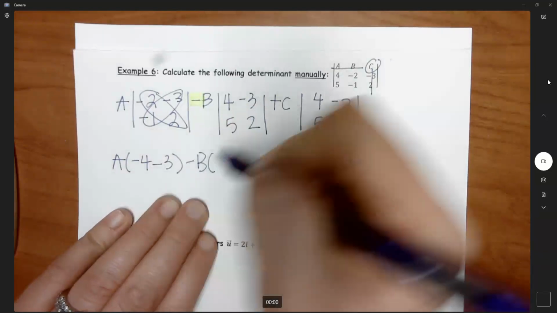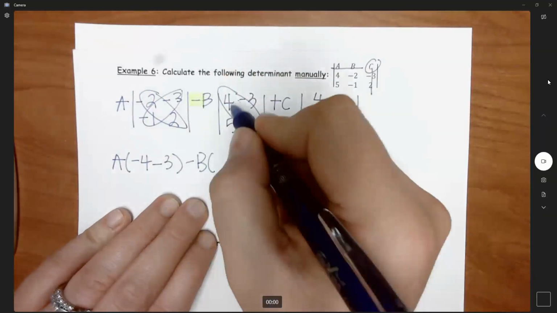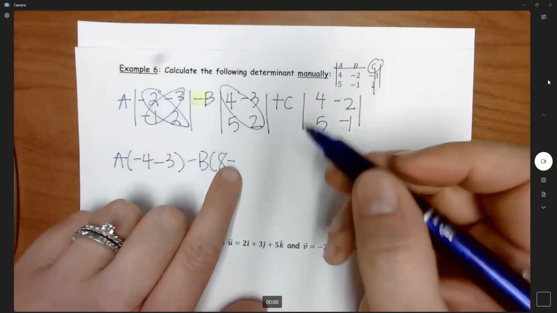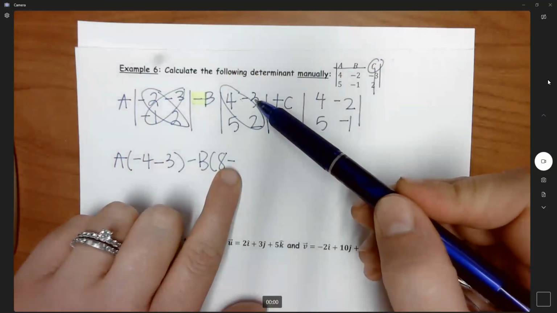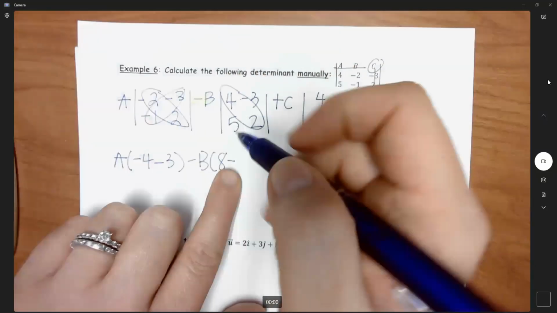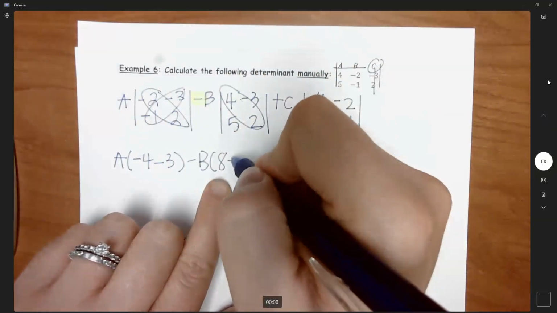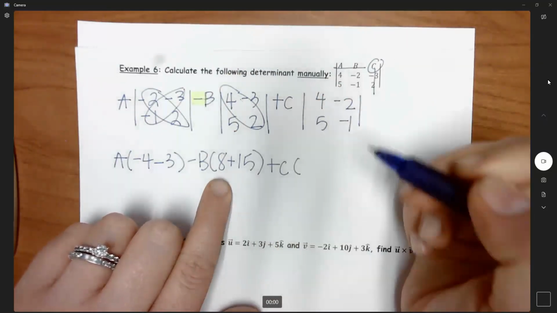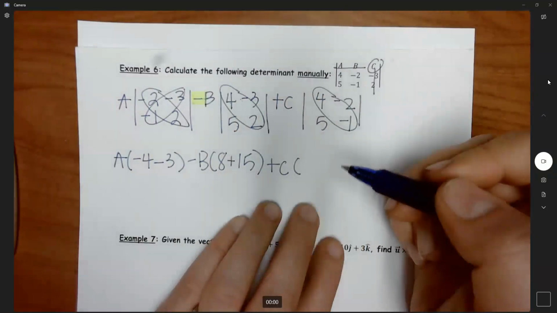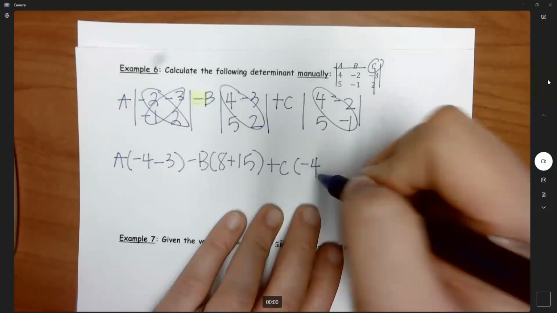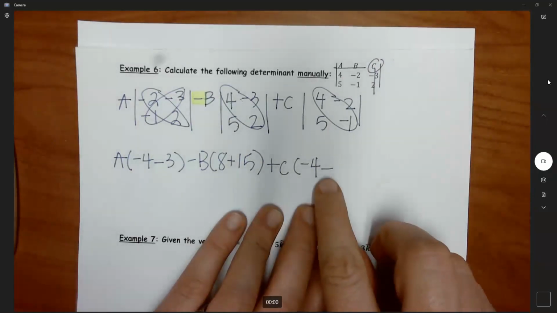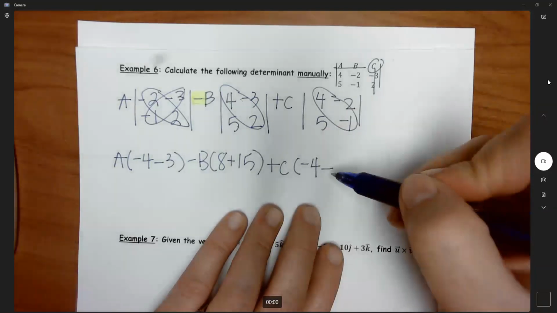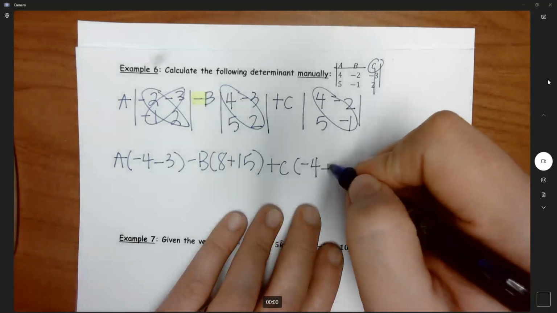Minus B times, cross multiply this way first. 4 times 2 is 8, minus, because that's my formula, 5 times -3 is a -15, so minus a -15 becomes +15. And then plus C times, cross multiply this way first, you get -4 minus, because of my formula, 5 times -2 is -10, so minus a -10 is a +10.